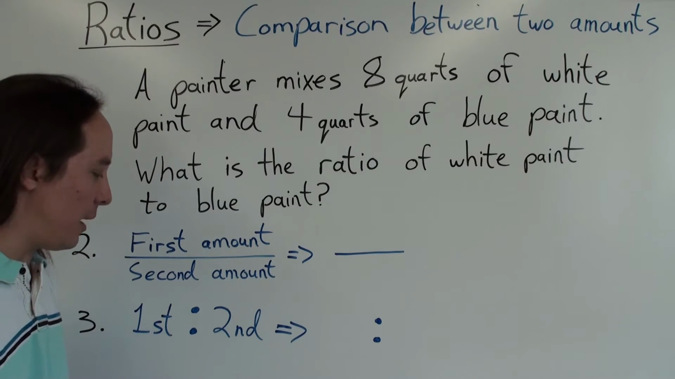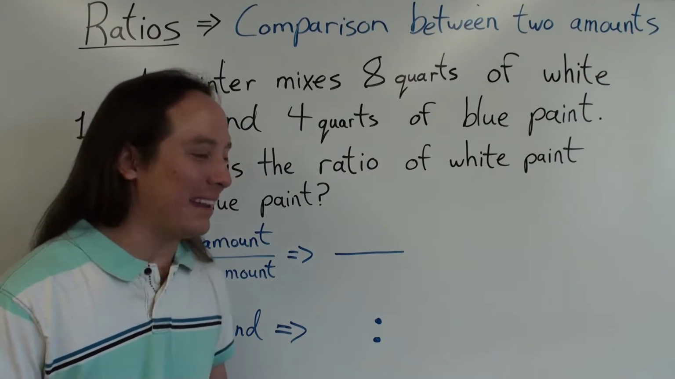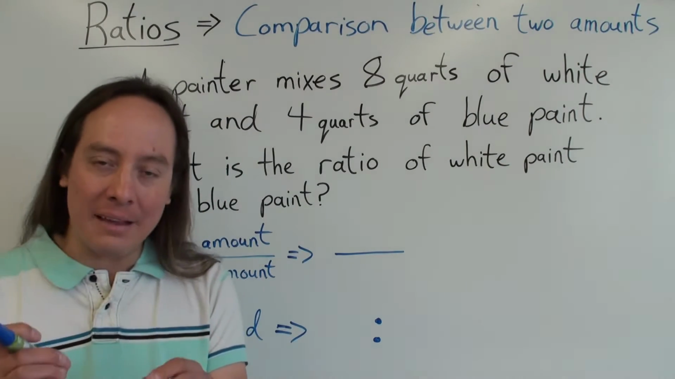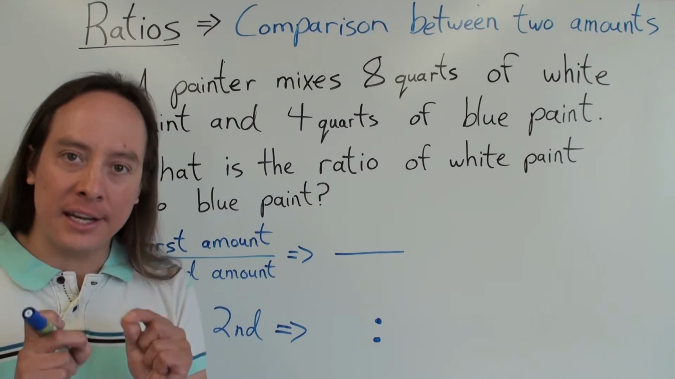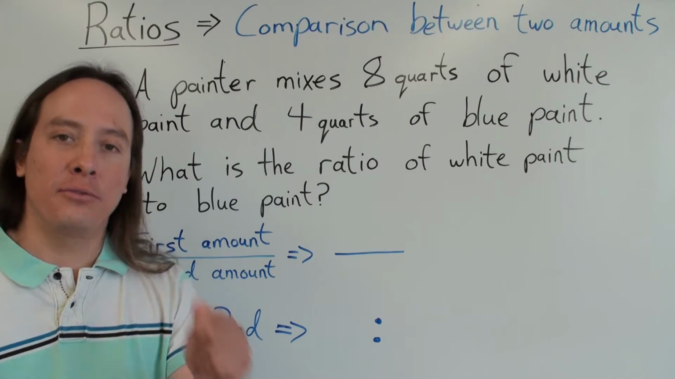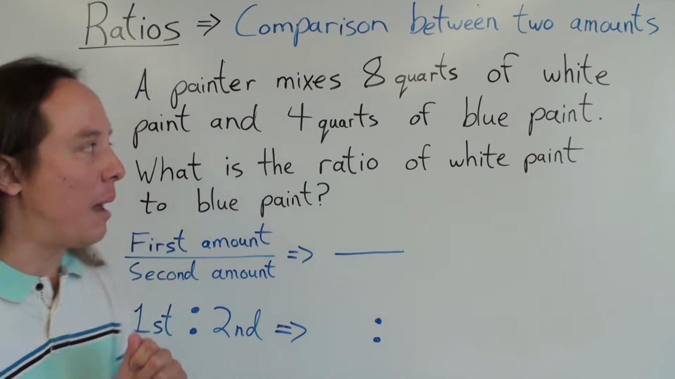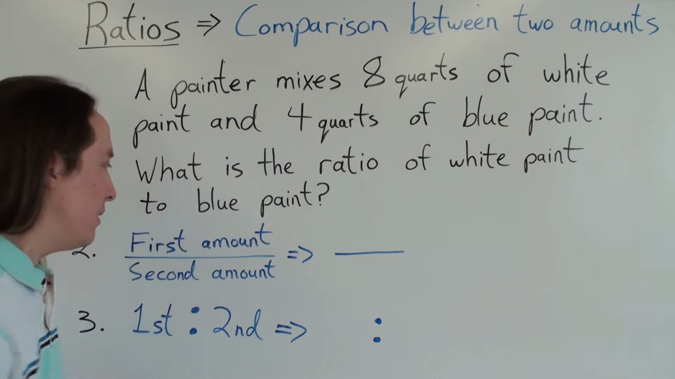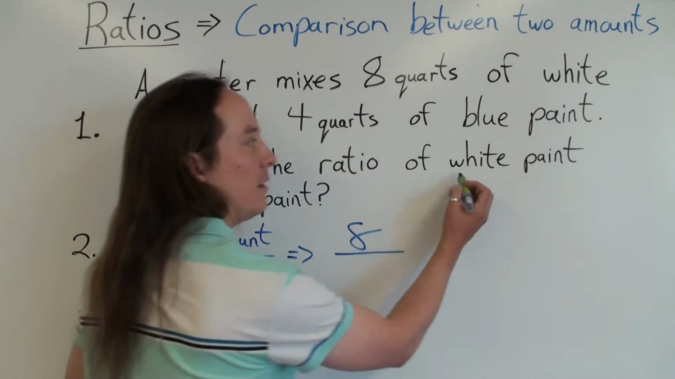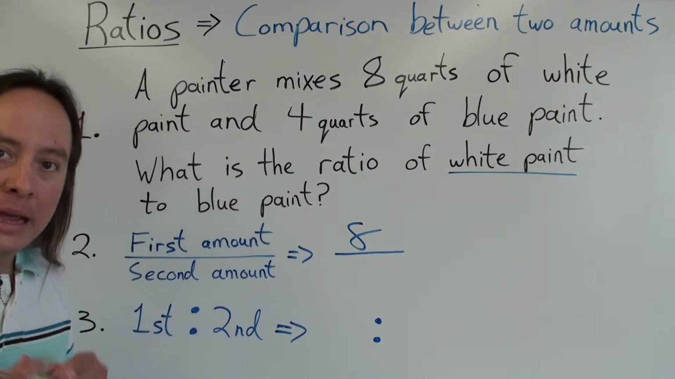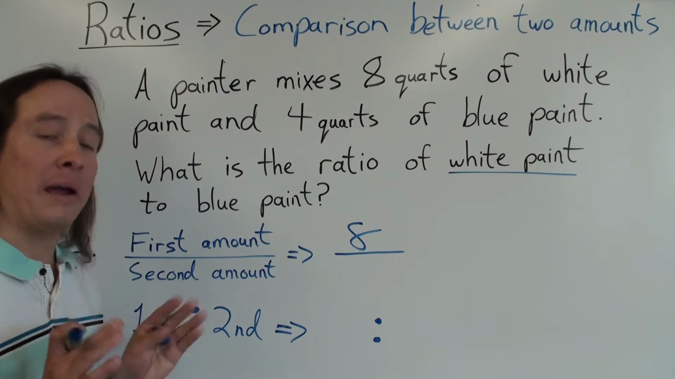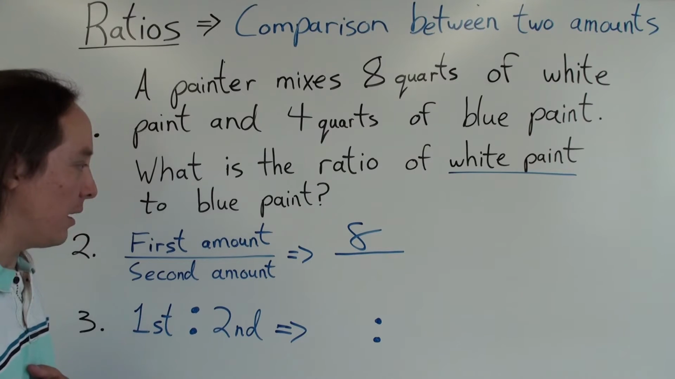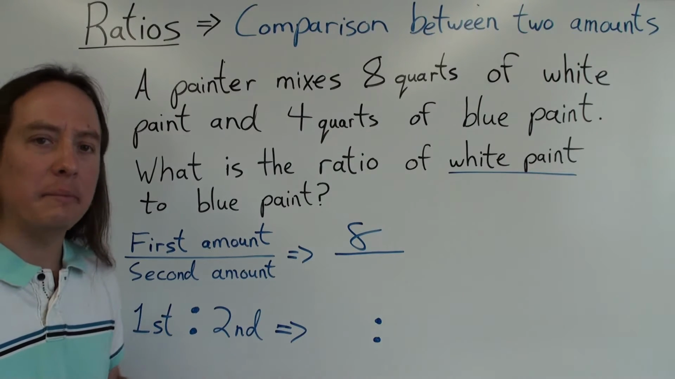What is the ratio of white paint to blue paint? Now the question asks for information in a particular order. It asks for white paint first. So how many quarts of white paint do we have? We have 8. So that first amount, that's what they asked us for first. So that's what we have to put down first. Okay? And we'll do the 2-dot one here in a minute.